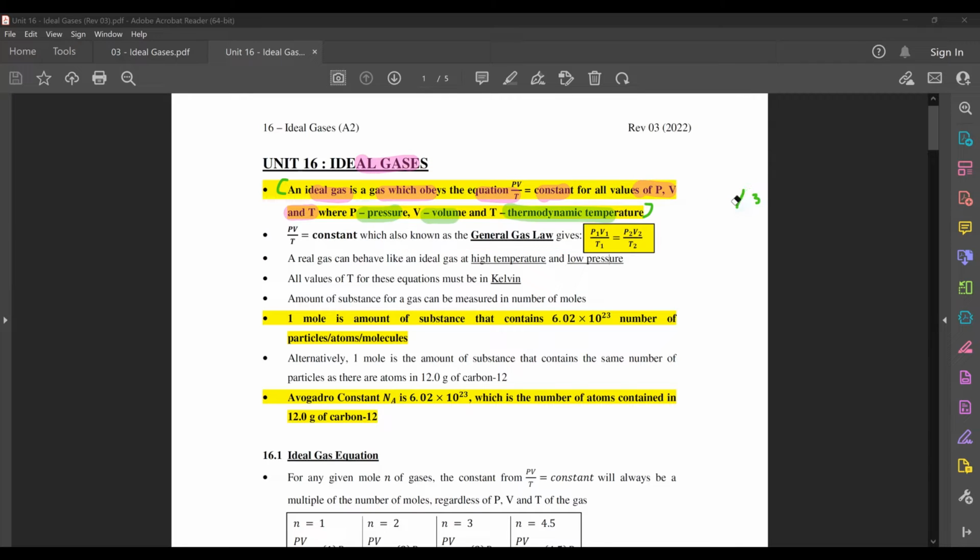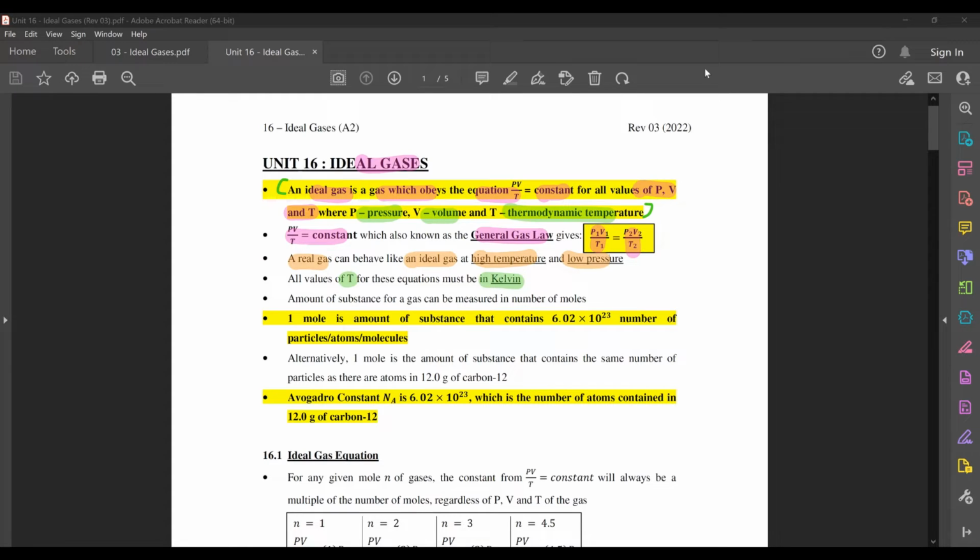Okay. Then when you say that PV over T is equal to a constant, this is actually known as your general gas law, which can be rewritten as P1 V1 over T1 equals P2 V2 over T2. Now, when you're talking about an ideal gas, you can make a real gas behave like an ideal gas provided that the temperature is very high and the pressure is very low. Now, all values of T that you see in your ideal gas chapter must be your thermodynamic temperature, meaning to say it must be your Kelvin temperature.